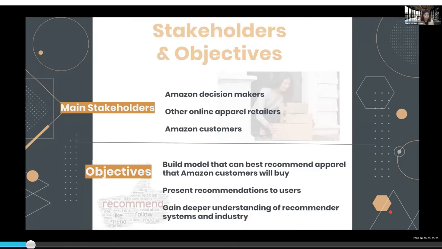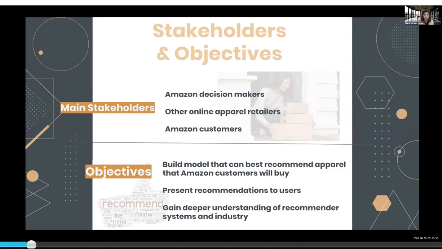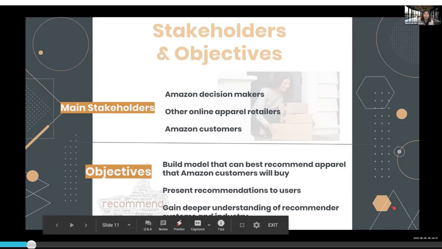So who are our stakeholders? When we were planning this project, we were thinking of presenting this to maybe some Amazon decision makers, the ones who would implement the recommender system. Or we can present this to other online apparel retailers, the ones who probably want a piece of the pie that Amazon has. But mainly we think about the Amazon customers, because according to Jeff Bezos, we always have to think about the customers to be successful in anything.